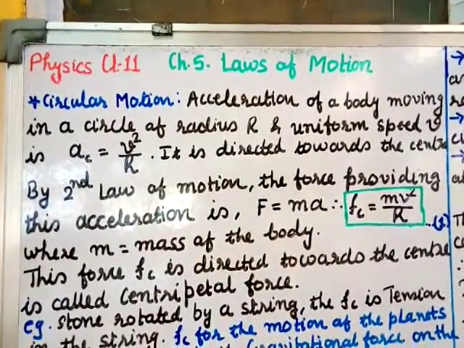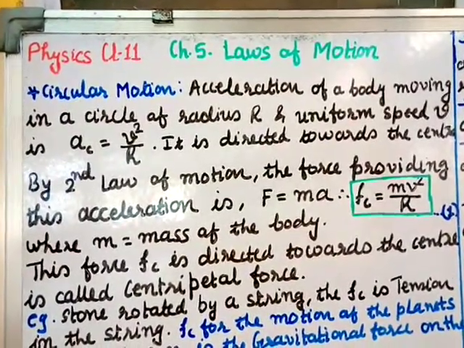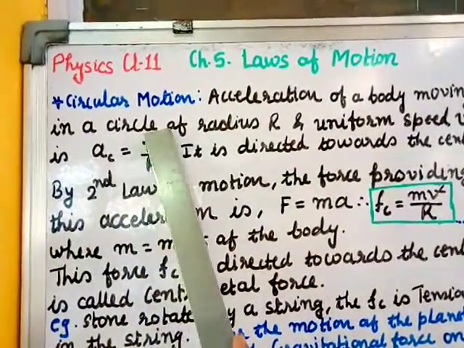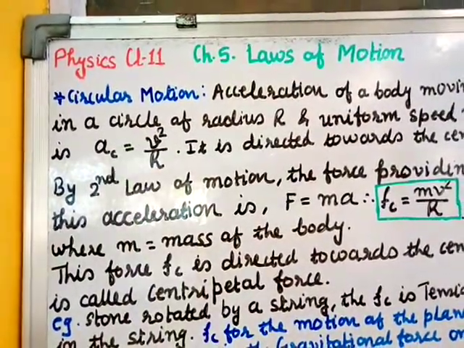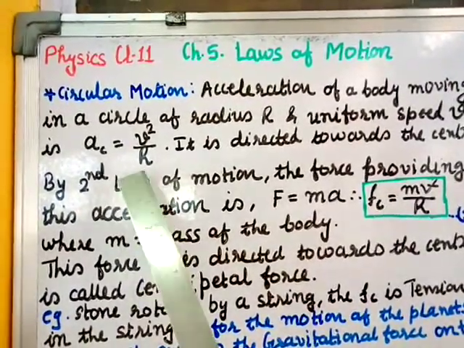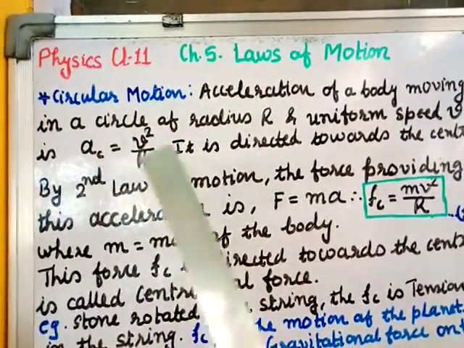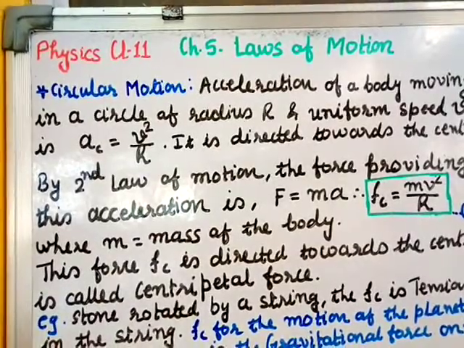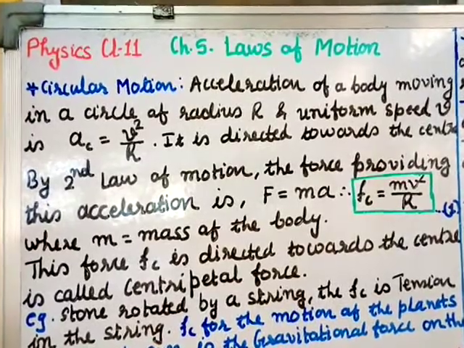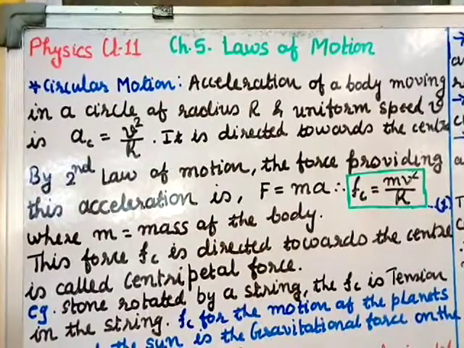In chapter 4 we have studied uniform circular motion. In that we have derived the formula for centripetal acceleration. It is given by a_c equal to v square by r, where v is the uniform speed at which the object is moving in a circular path and r is the radius of the circular path. This is the acceleration of any object moving in a circle of radius r with speed v. And this is always directed towards the center, so we call it centripetal acceleration.